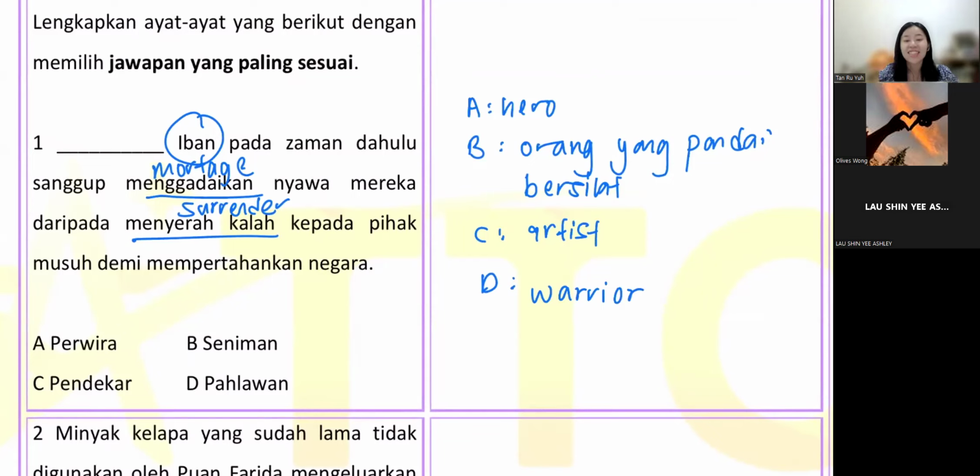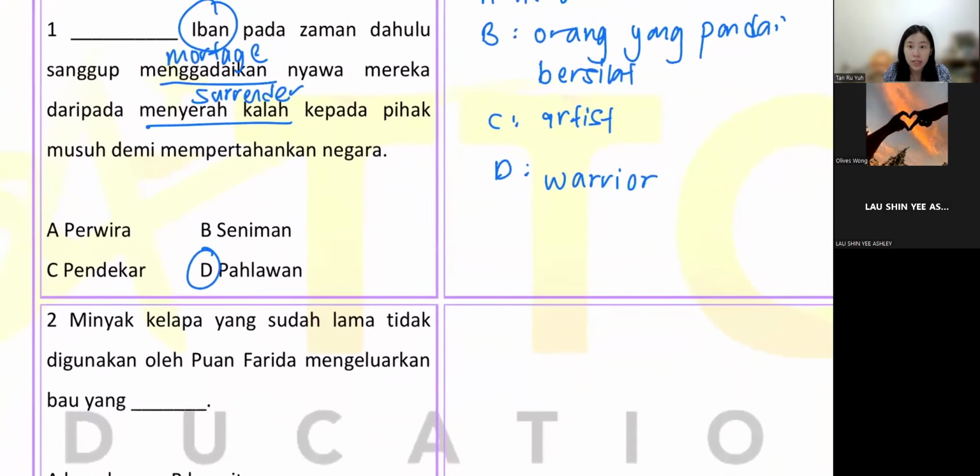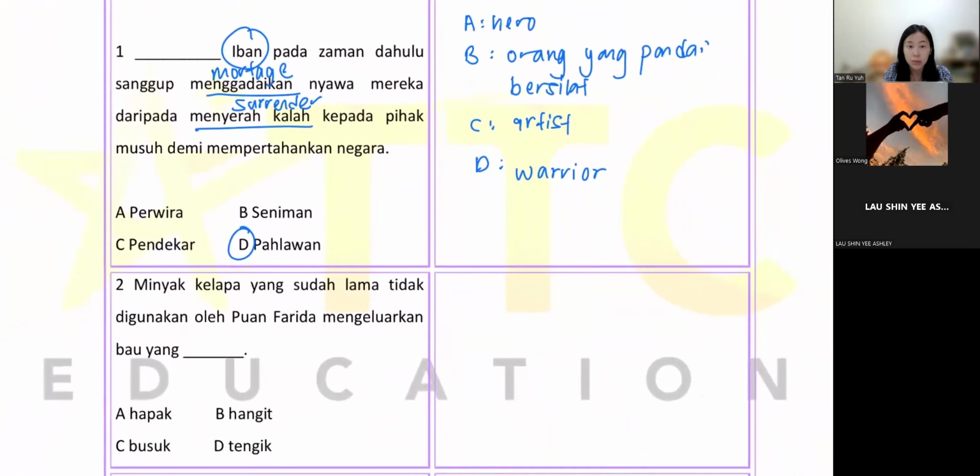A or D. Yes, correct. Answer is D. Okay, pahlawan Iban. I cannot say hero because pahlawan is the warrior who protects the country. So answer is donkey. Okay, now let's go for number 2.